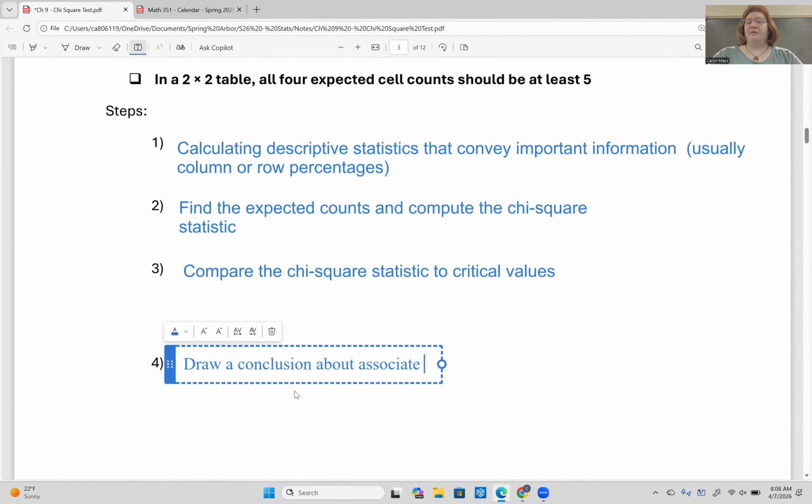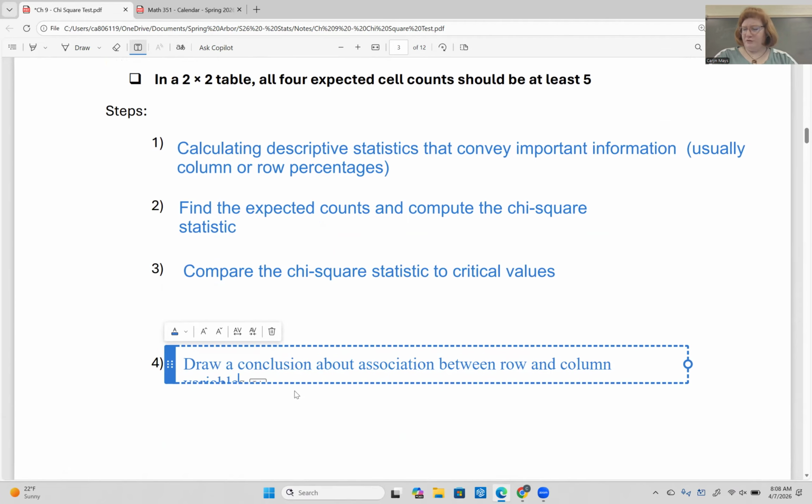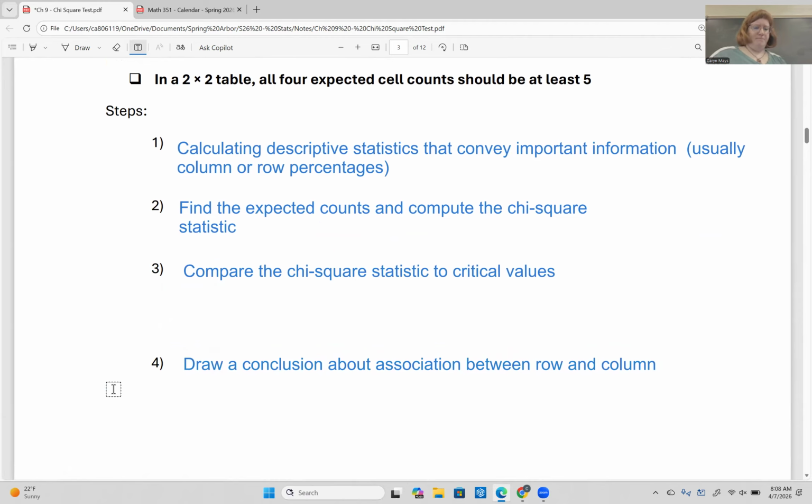Similar to making a conclusion every other time we've done. Here's a p-value. We compare it against a significance level. We either reject or we fail to reject. And then also what that means in context.